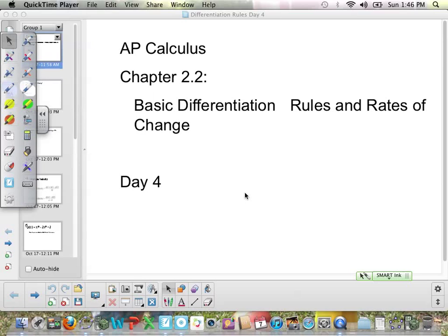Chapter 2.2, Basic Differentiation Rules and Rates of Change, Day 4.